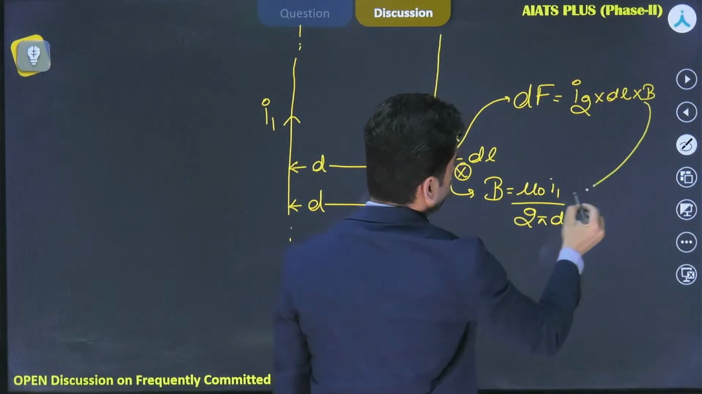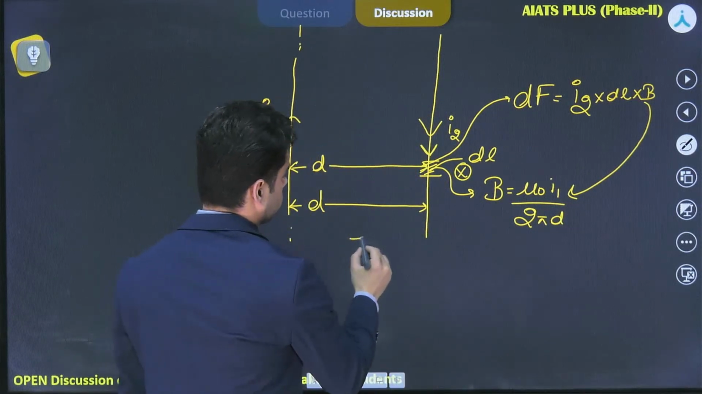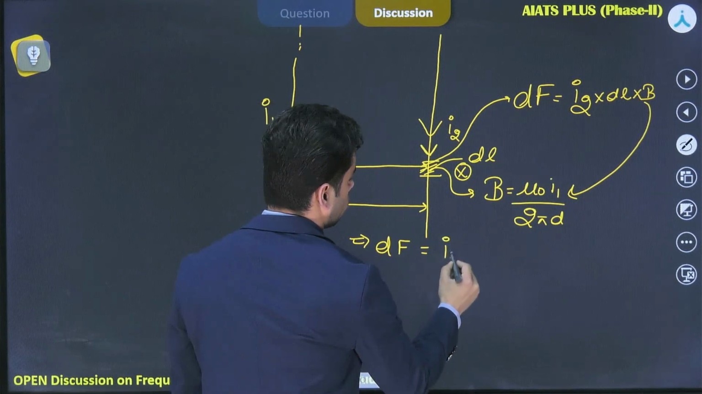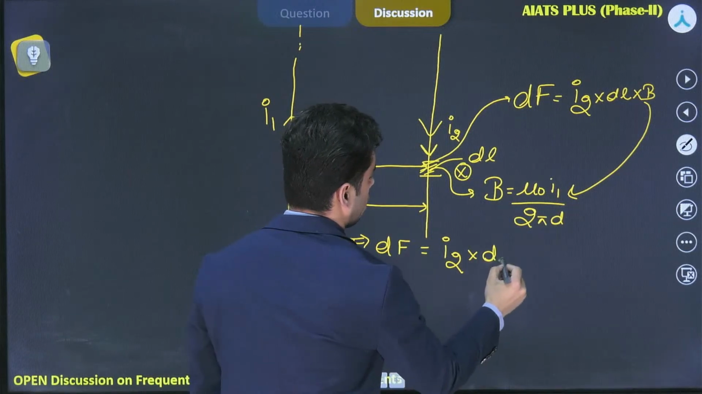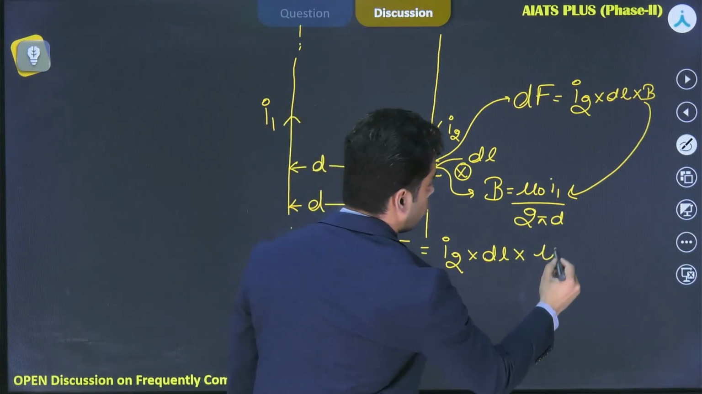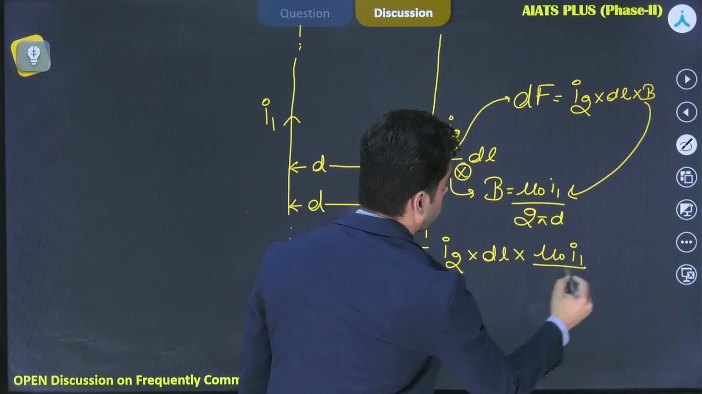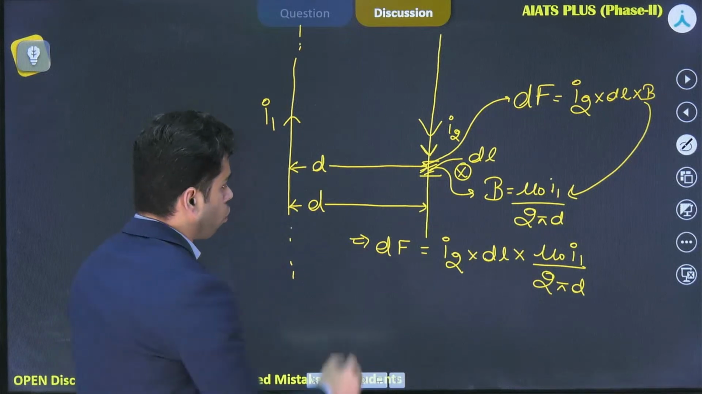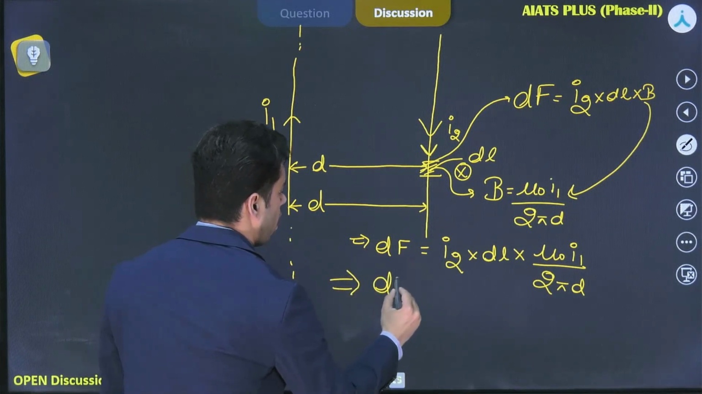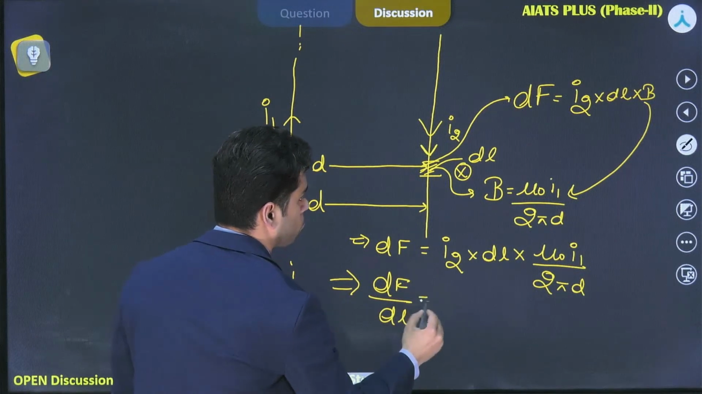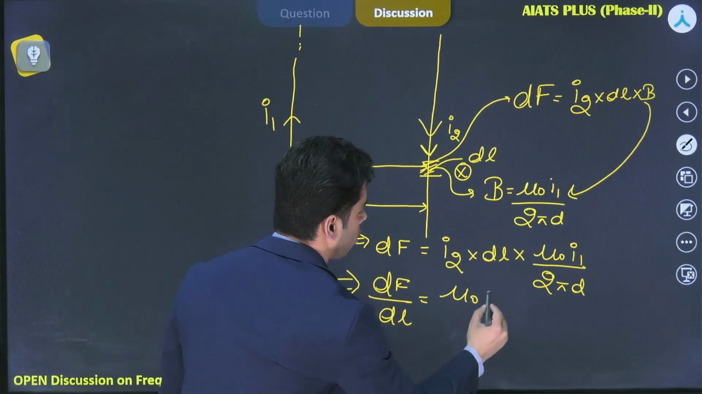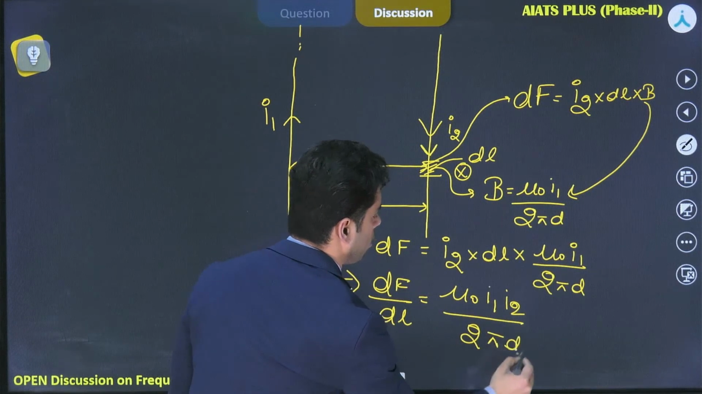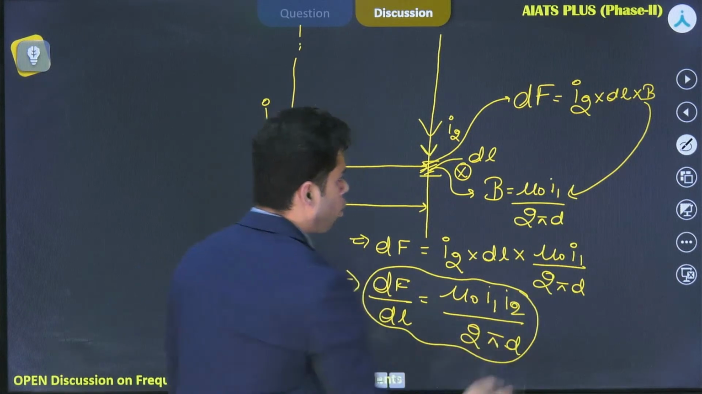And what is the value of B? Value of B is this. So I can write dF to be equal to I2 into dL. In place of B, I'll write mu naught I1 over 2 pi d. So force per unit length, dF by dl, is coming out to be equal to mu naught I1 I2 over 2 pi d. So this is the magnitude, and how to find out the direction?